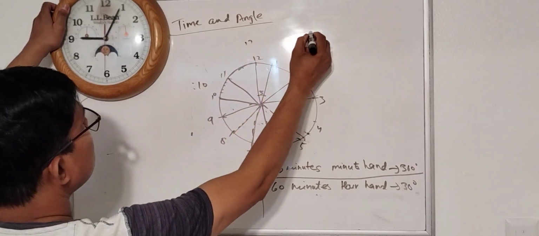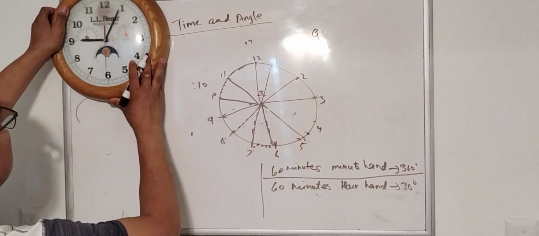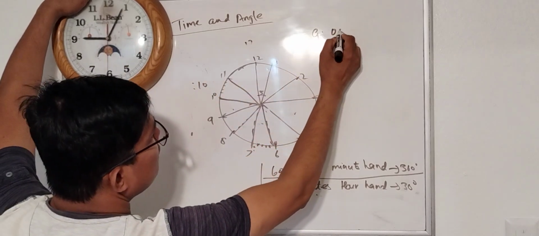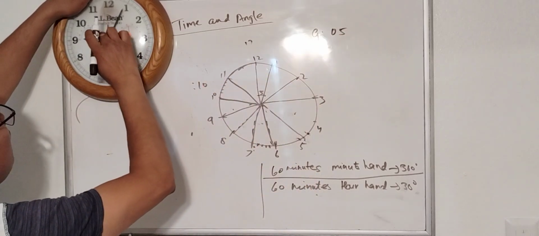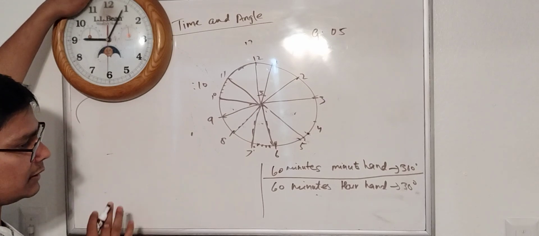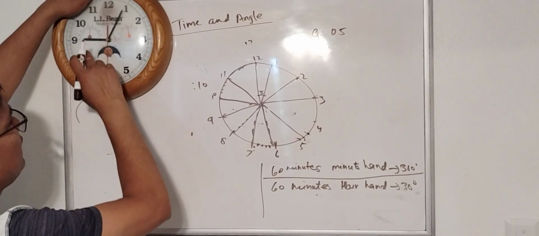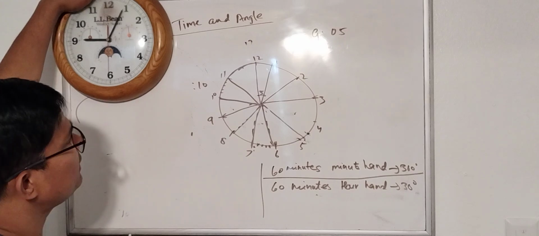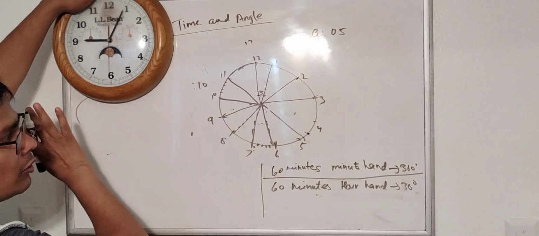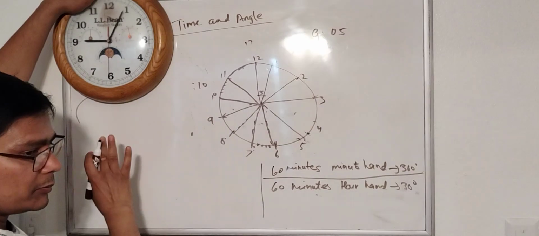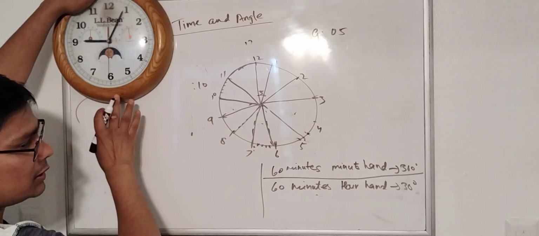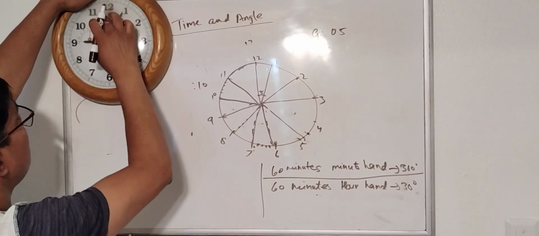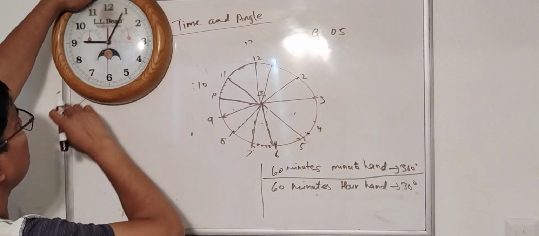So now we have to find the angle between the minute hand and the hour hand at 9:05, correct? I'm finding the smaller angle. I'm not finding the bigger angle because once I have the smaller angle, I can just do 360 minus the smaller angle, and that will give me the bigger angle. So always, whatever problem you have, don't look at the position of the minute hand or hour hand. Just use this imaginary line and find the angle.